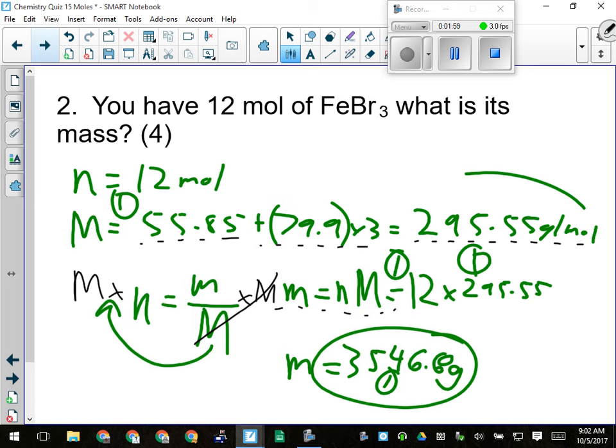They get a mark for also plugging in the numbers correctly. 12 moles times 295.95 grams per mole. And their fourth and final mark is for the mass, which is 3,546.60 grams. I'll take it, but we did say 2 decimal places, right? All right, any other questions on that one?